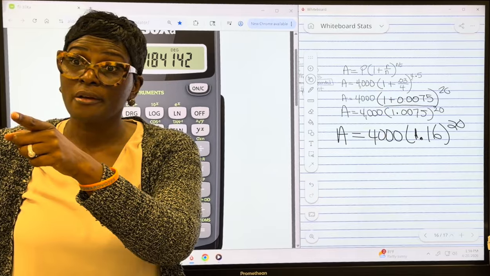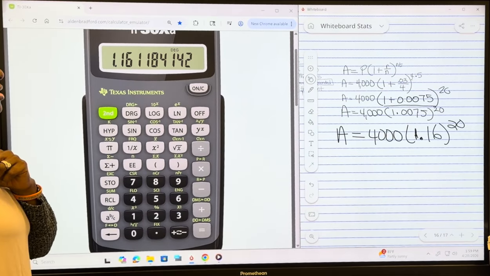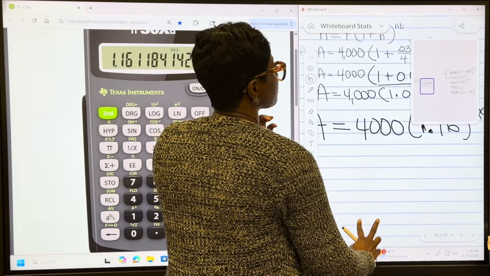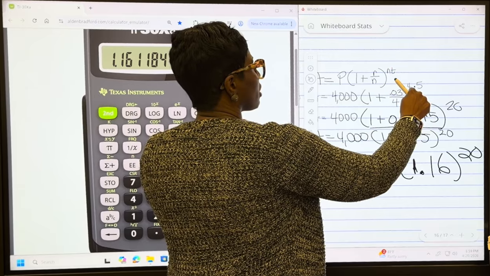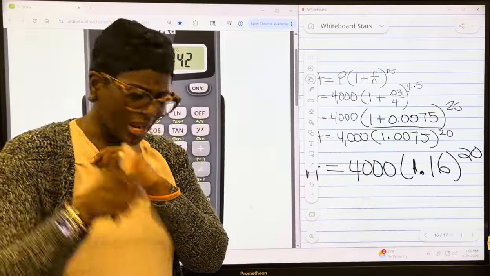The 20 is supposed to be there? Should the 20 be there? Question, should the 20 be there? No. What does the formula say? Doesn't it say 4? It says the number of periods times the time? Yes? I like that question.